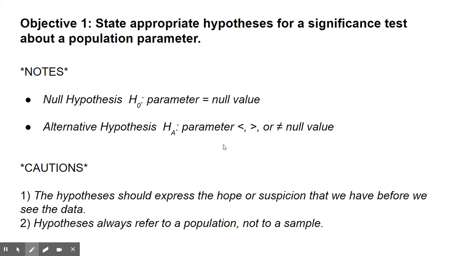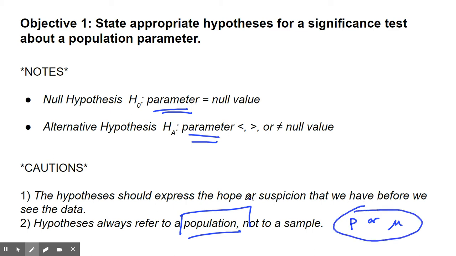All right. Some cautions first. These hypotheses should express the hope or suspicion that we have before we see the data. Always do this ahead of time, right? In your scientific process, your hypothesis always comes before you collect the data. And then the hypotheses always refer to the population, not to the sample. So be aware of that. That's why we use the parameter when we're talking about these hypotheses. Okay. And again, remember, your population parameters are usually going to be p for the true proportion, or mu for the true mean. All right, so be aware that those are the two symbols we'll use the most.